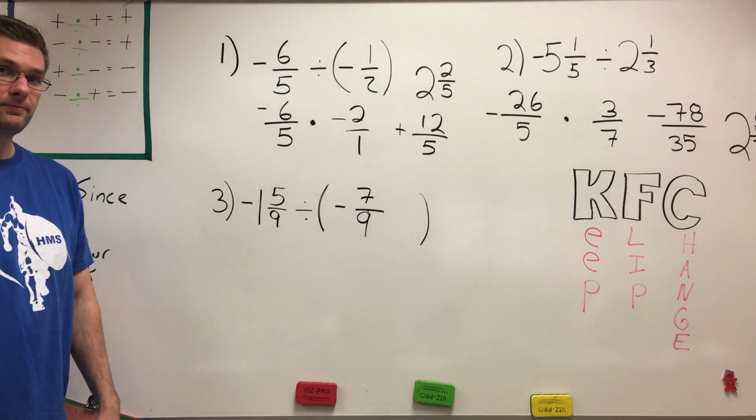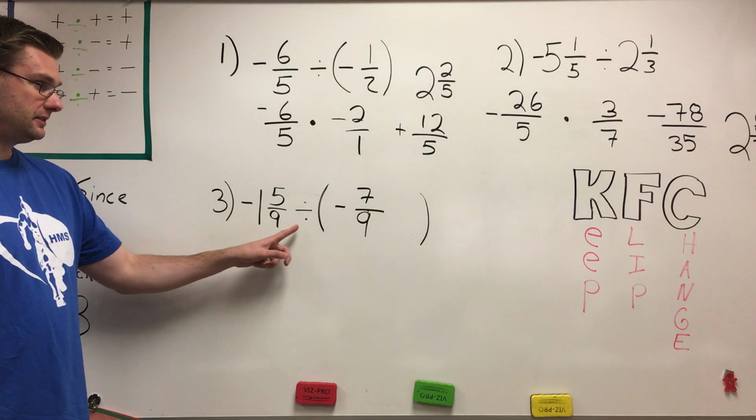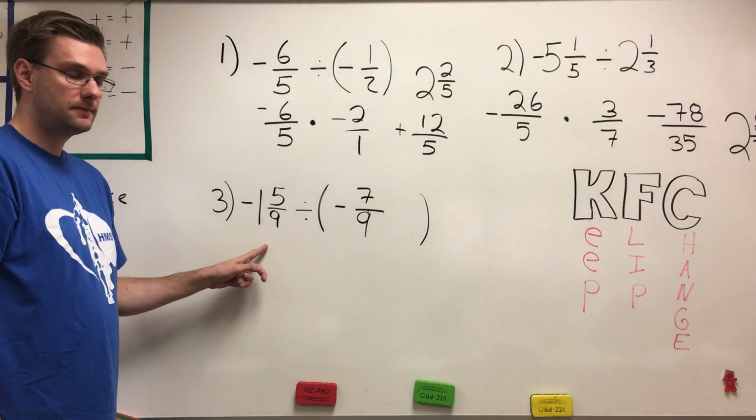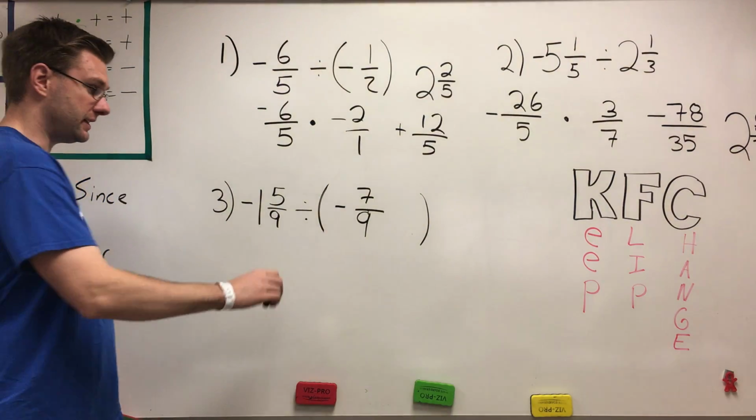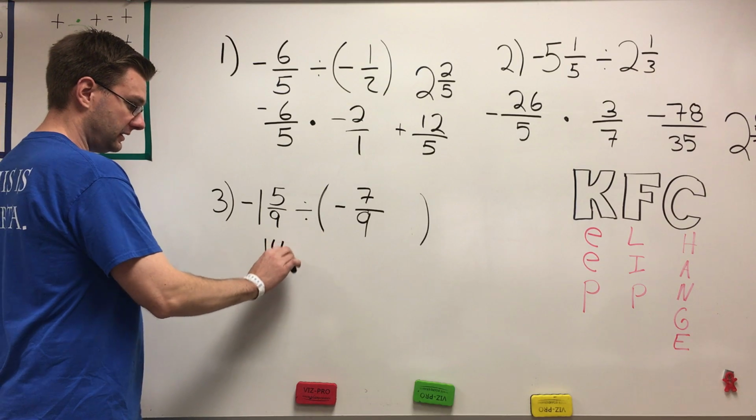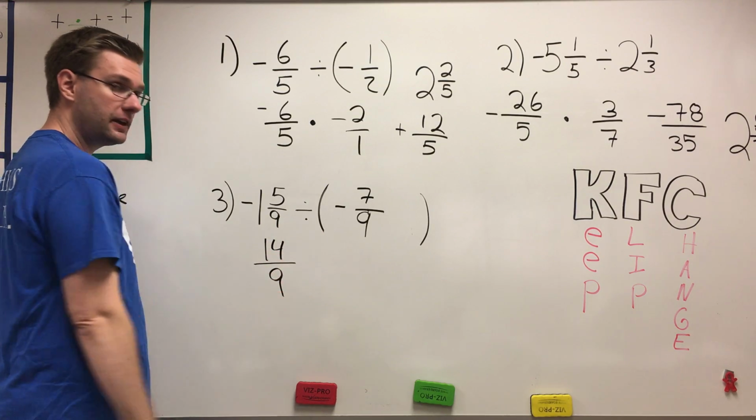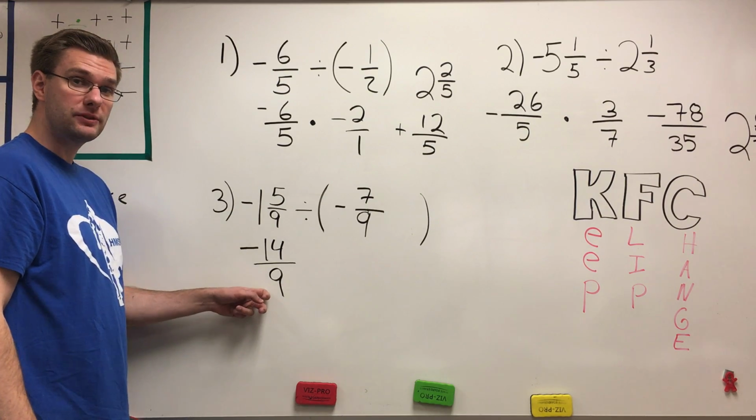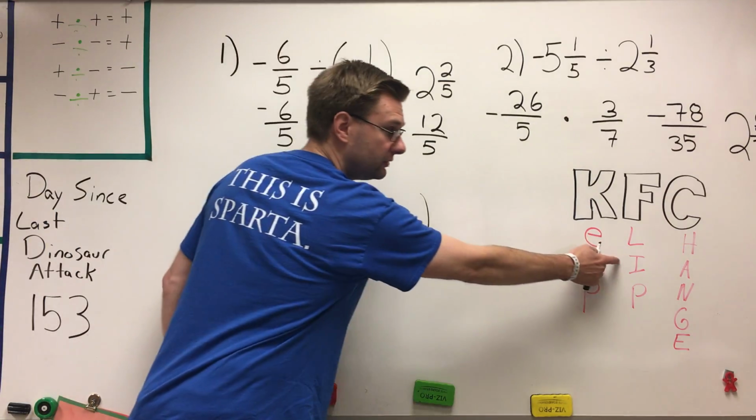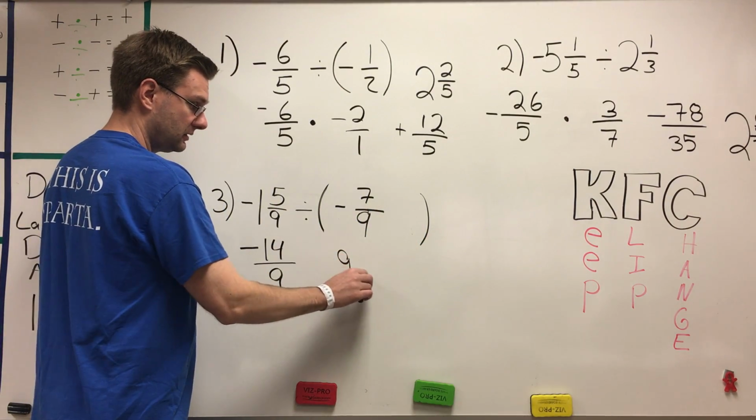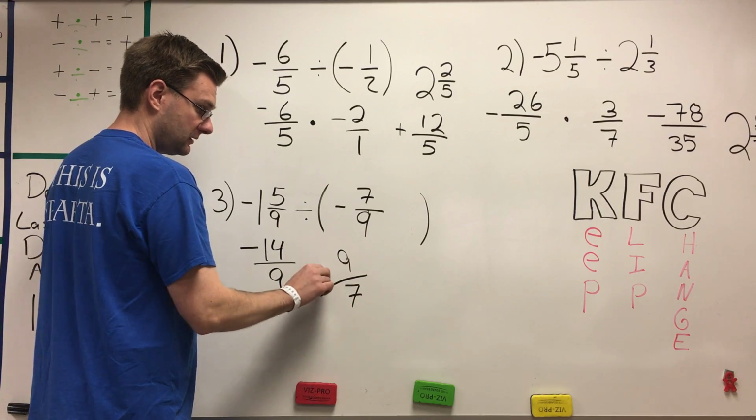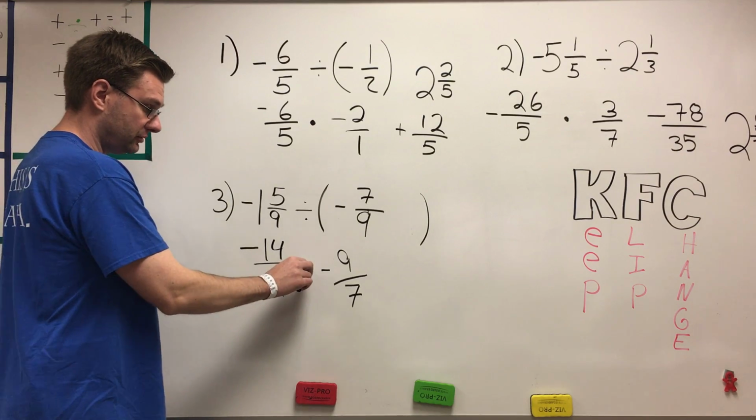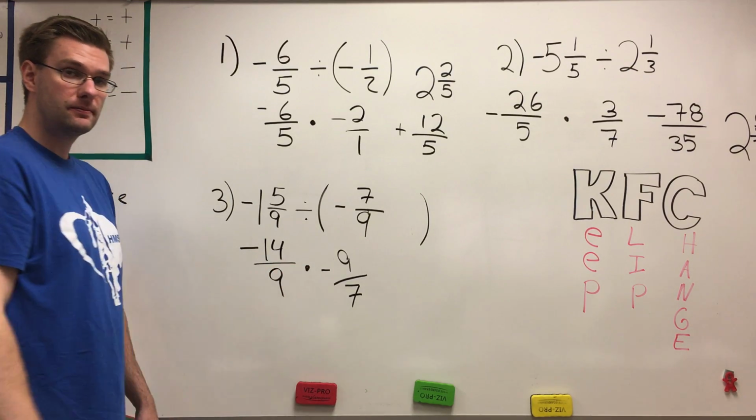Now let's look at this problem. -1 and 5/9 divided by -7/9. Can we divide a mixed number? Let's turn that into an improper fraction. We have -14/9. To keep this one the same, we need to flip the second one and then change our division into multiplication. I know what you're thinking. You're already one step ahead of me.